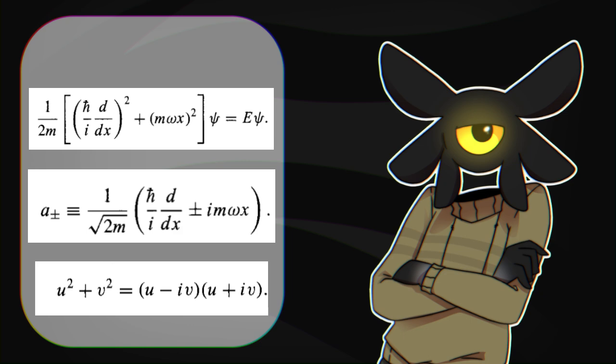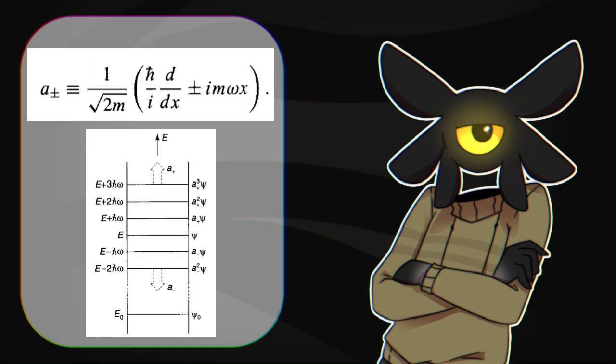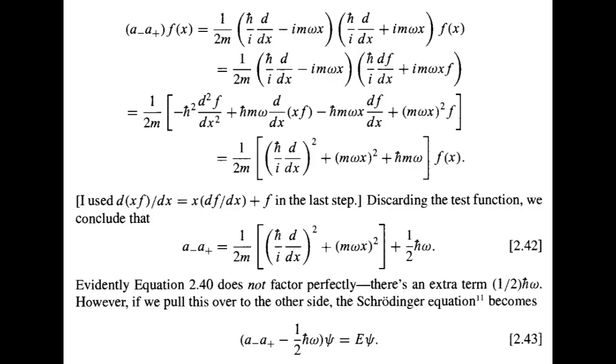One way we do that is by looking at the expressions a sub plus or minus, which we call our ladder operators. Our ladder operators are exactly equal to the quantity 1 over the square root of 2 times the mass, times h bar divided by i times the derivative with respect to x, acting on nothing, because once again this is an operator and not a value, plus or minus i times mass times omega times x. But what's their product?